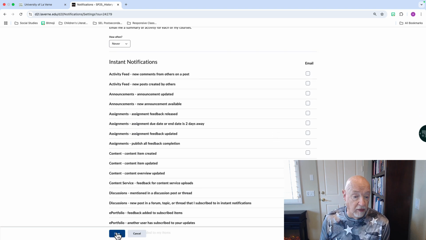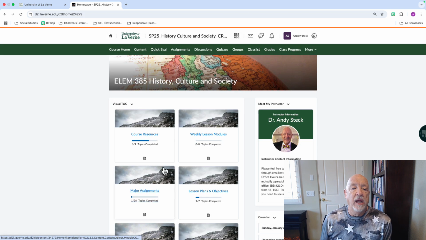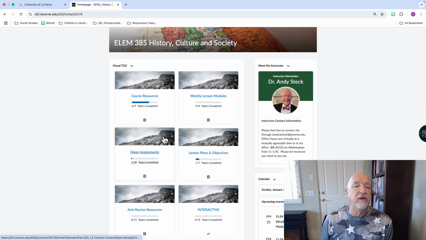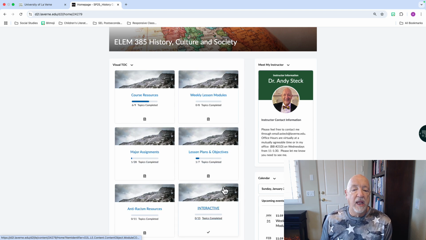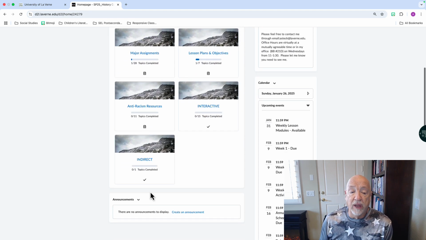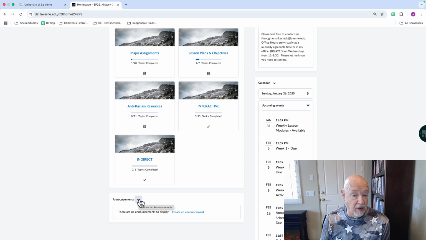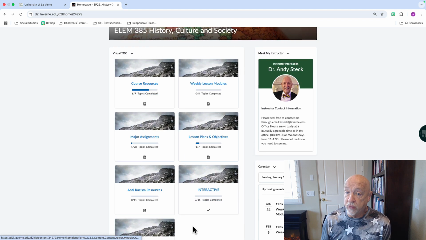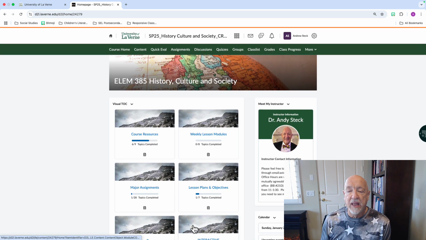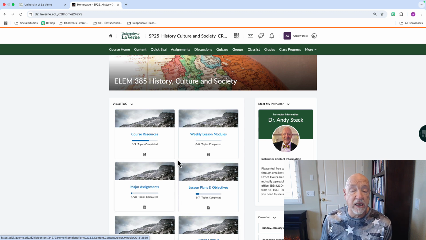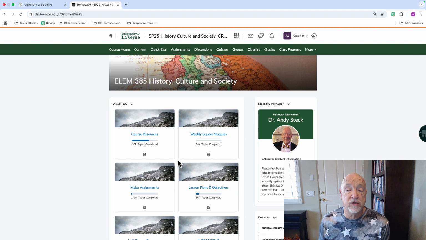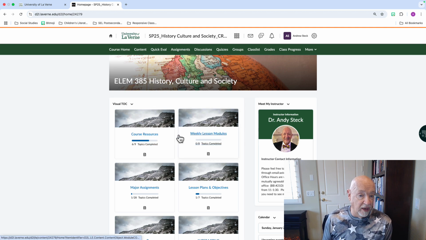Now, if you don't do that or you choose not to, I'm going to click Save. When you come back here, when you open to the home page, you will see these modules. What you can do is scroll down here and click on Announcements. I don't have one yet. It will be there tomorrow. But when you click on that, you will see all the announcements each week. But I would highly suggest you get a notification that there is an announcement, and you will have one each week. You will also have a video each week like I am creating right now.